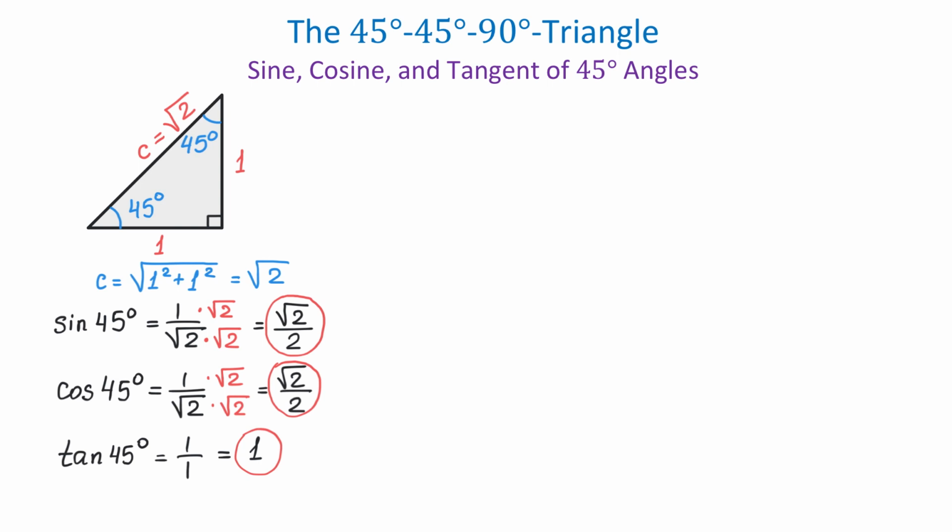So these are the values of sine, cosine, and tangent of 45 degrees, and this is regardless of the lengths of the sides in this 45, 45, 90-degree triangle. For example, now let's have another right triangle, and here again the acute angles are 45 degrees each, but now the length of each side will be 5 units.